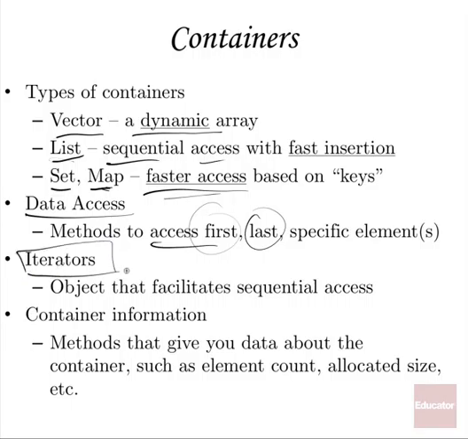Now, iterators will be a new concept. An iterator is a separate object that acts like a pointer, that says, okay, this is the beginning of the vector, this is the next element, this is the next element, this is the next element. So the iterator iterates through the vector from the beginning until it gets to the end. It's an object that facilitates sequential access. We also need to get information about a vector. There are some methods that give you data about it, such as its count, how many are in there. It's also called the size. There's also the allocated size, how much you can put into there, etc.